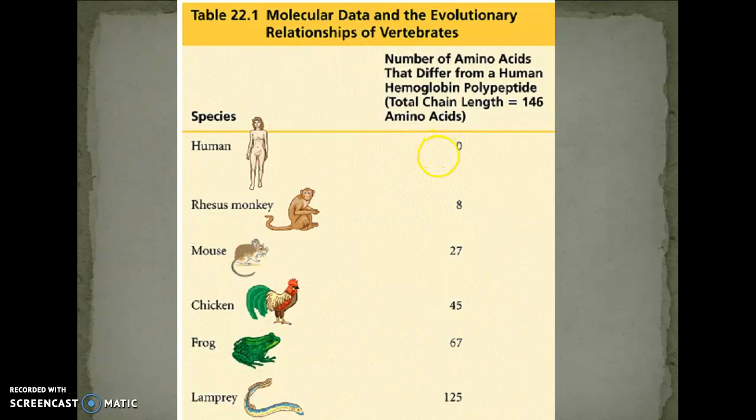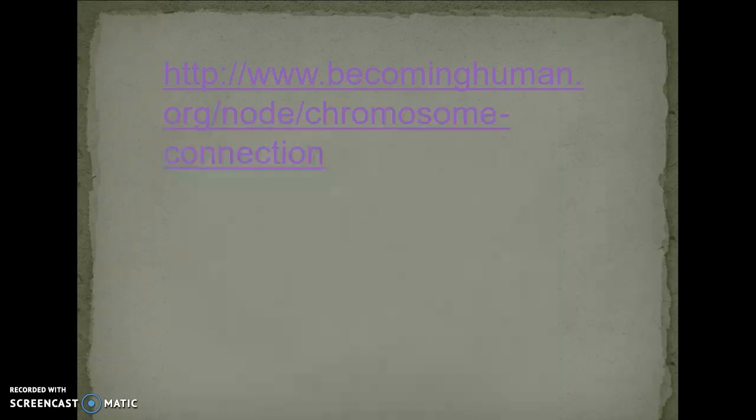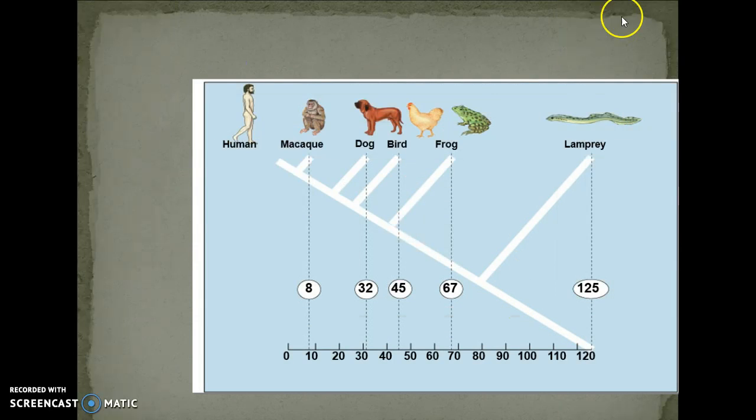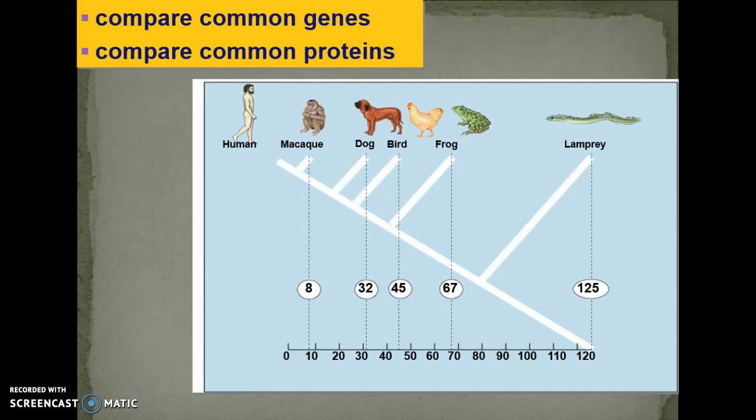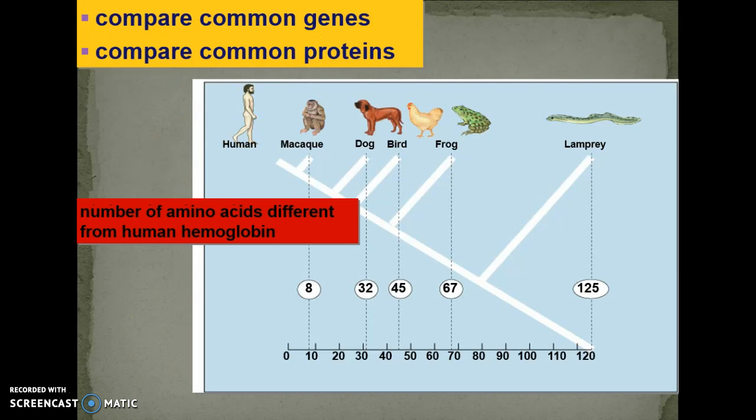So the less differences, or the least amount of differences, the more closely related we are to that organism. So we are, according to this data, most closely related to the rhesus monkey, least closely related to a lamprey, which is a jawless fish. You can then take that molecular data and make evolutionary trees to show who's more closely related to who. You can compare common genes, you can compare common proteins, you can go either way with DNA evidence.